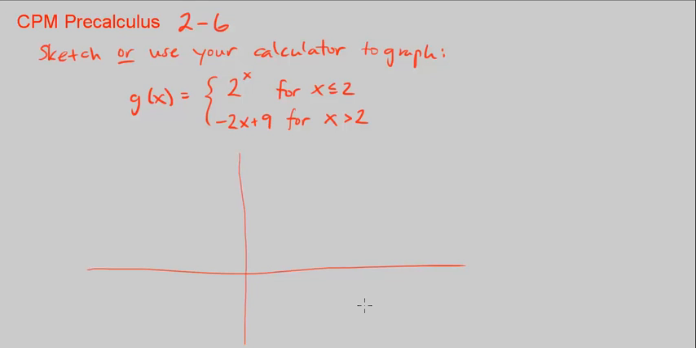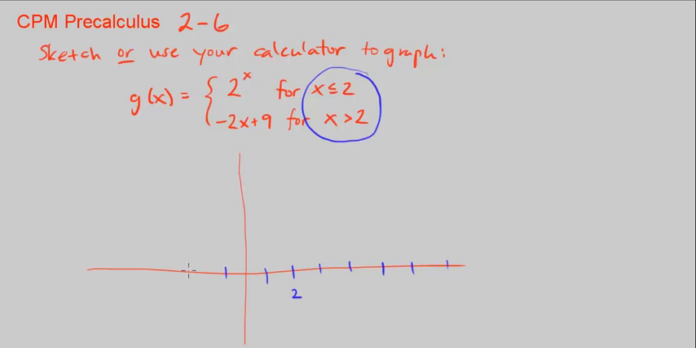So this is CPM Precalculus Chapter 2, Number 6. Here we're asked to sketch or use your calculator to make a graph of the piecewise function g of x. So g of x is defined to be 2 to the x for x less than or equal to 2, and negative 2x plus 9 for x greater than 2. Okay, so I see right away that the two pieces change when x is 2.